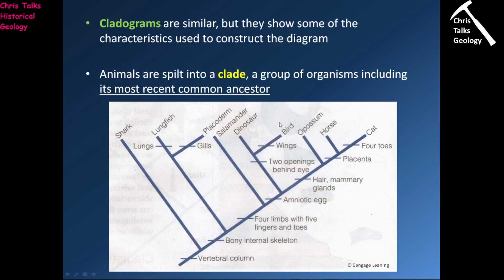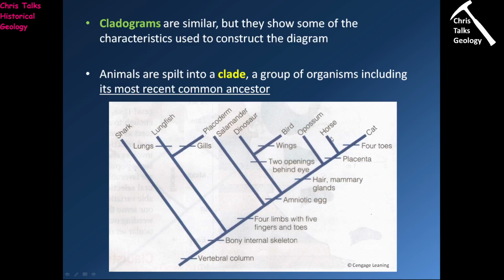As we continue along the diagram, the next characteristic is 4 limbs with 5 fingers and toes. Well, salamanders, dinosaurs, birds, opossums, horses and cats, they possess that feature. The fish don't. And so we're going to have the fish clade coming up here, and then we're going to split it into 2 separate subclades: fish with lungs, which are going to be classified as lungfish, and fish with gills, which are going to be classified as the placoderms or placiderms, depending on how you want to pronounce it.